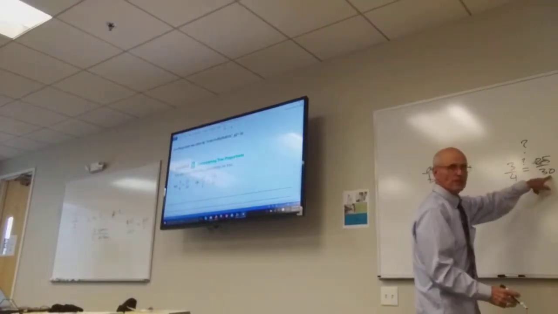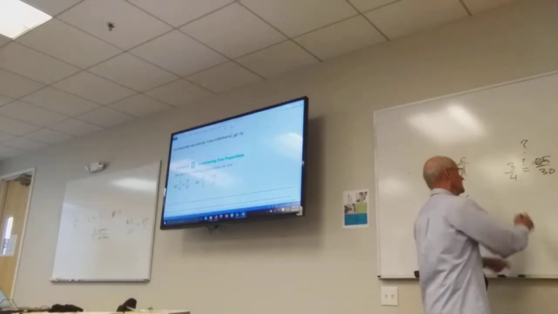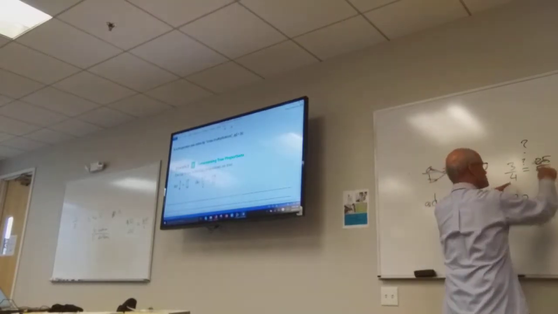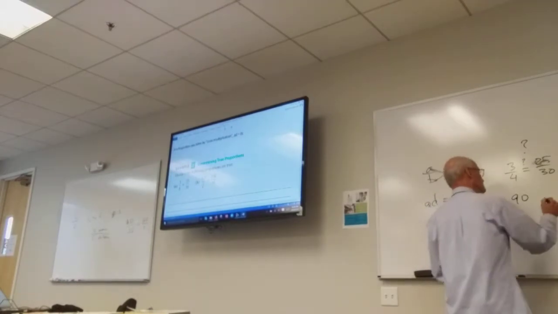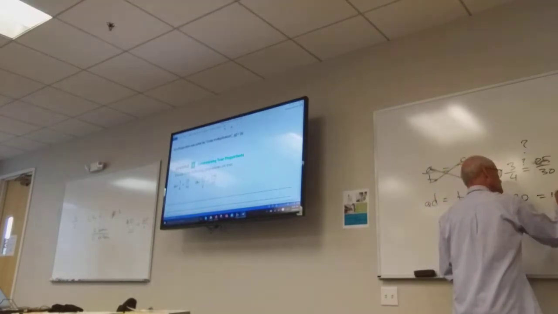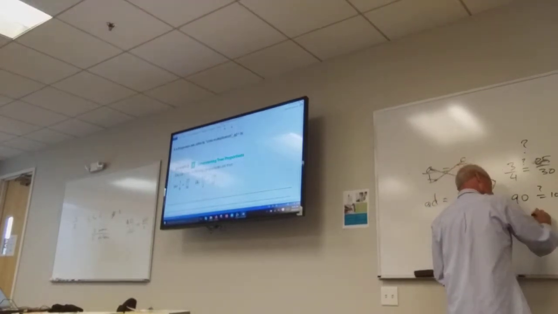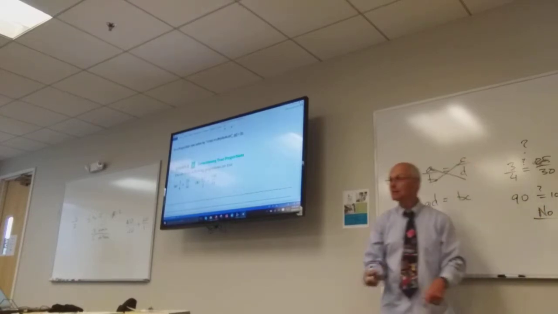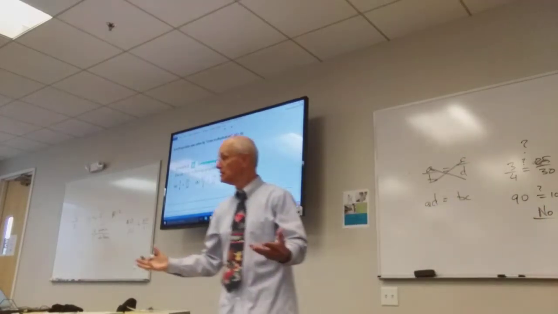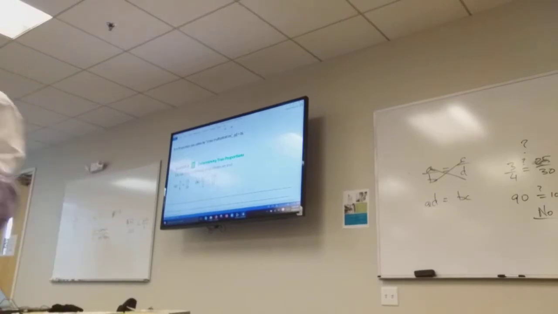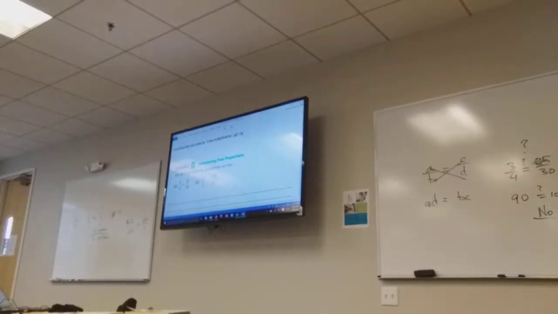What's 3 times 30? What's 4 times 25? The answer is no. That's not a proportion because the two fractions are not equal. If the fractions are equal, then it's a proportion.